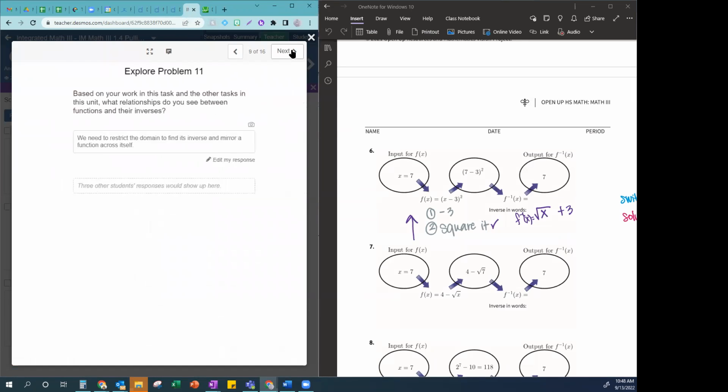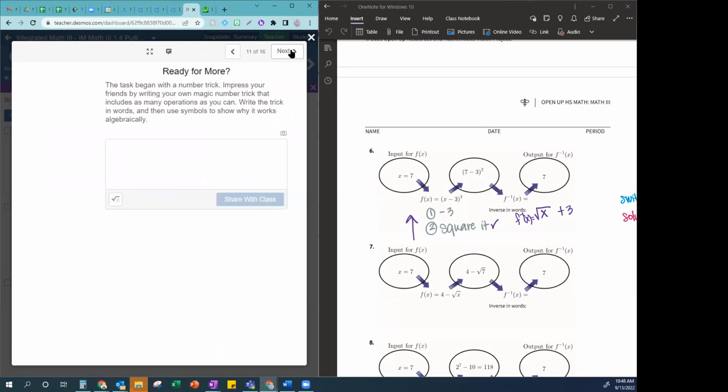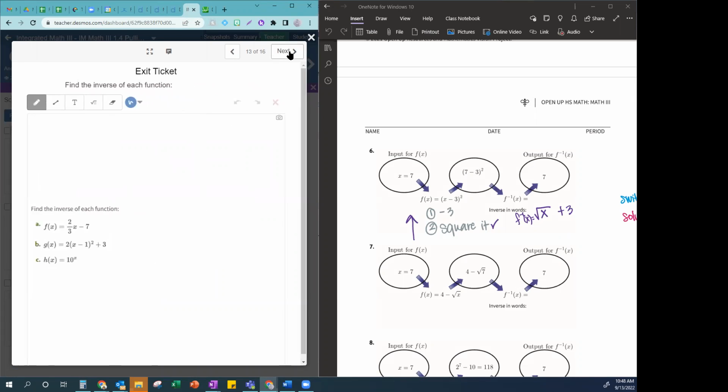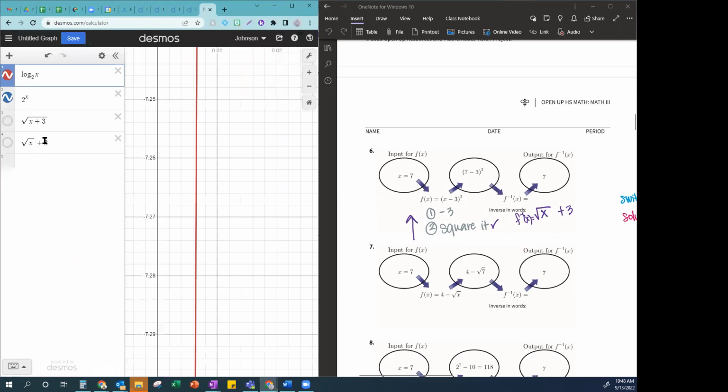Your exit ticket. I think you can. I have a quick question. For the square root, would the square root include the x and the 3 or just the x? This one right here? Yeah. No, it's just the x.